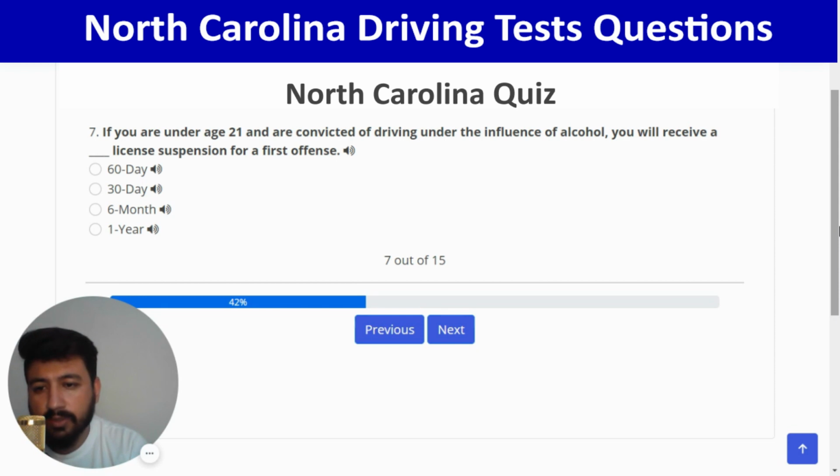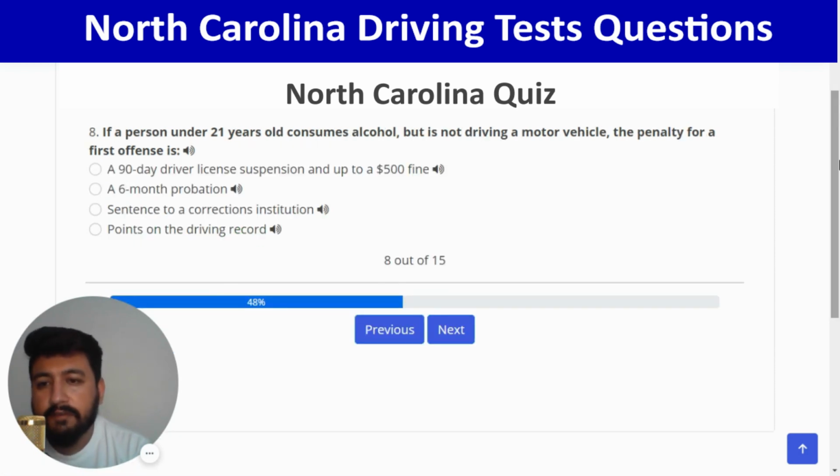The right answer is 1 year. So I'm going to click on the last option and next. If a person under 21 years old consumes alcohol but is not driving a motor vehicle, the penalty for a first offense is... The right answer of this question is a 90 days driver license suspension and up to a $500 fine. So I'm going to click on the first option, correct.